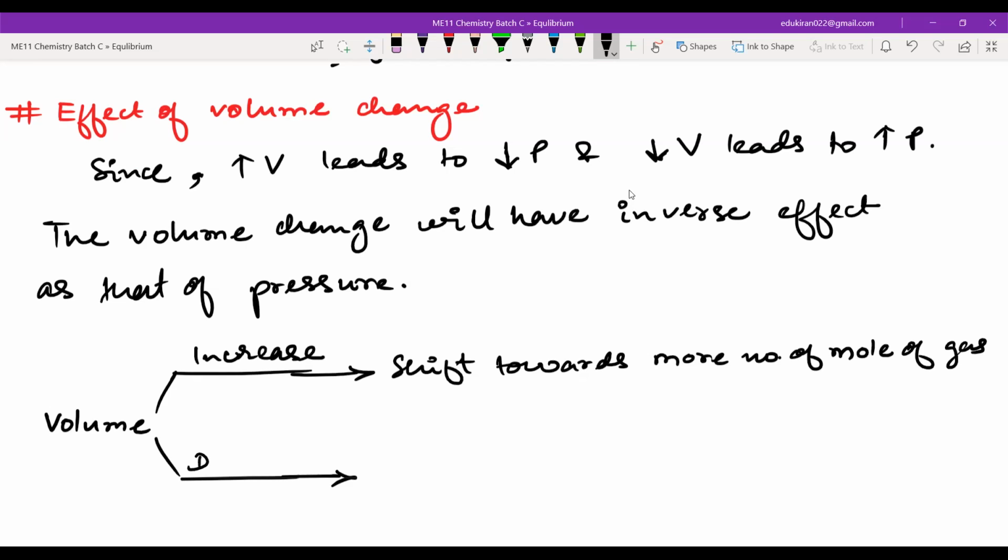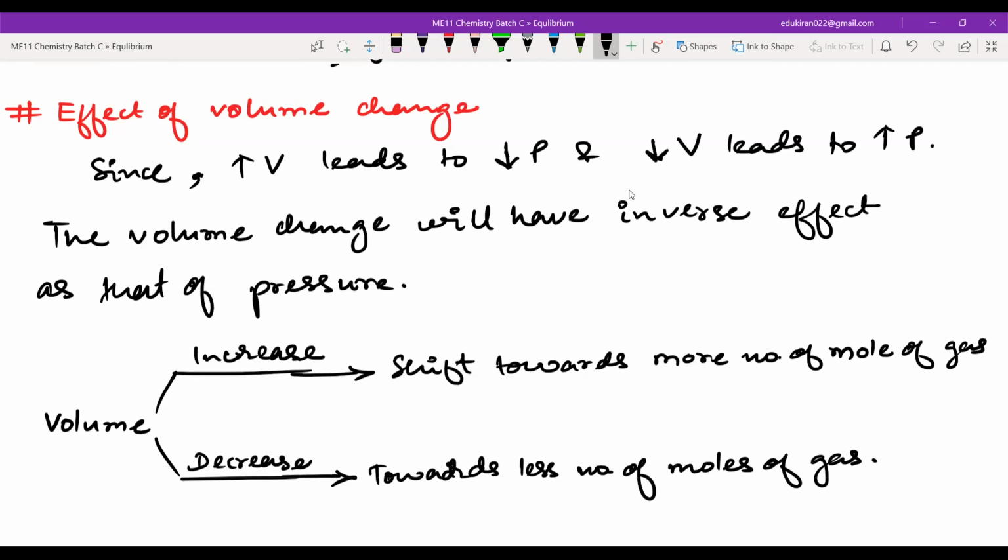And if I decrease the volume, that means I'm increasing the pressure, and hence it will shift towards less number of moles of gas.